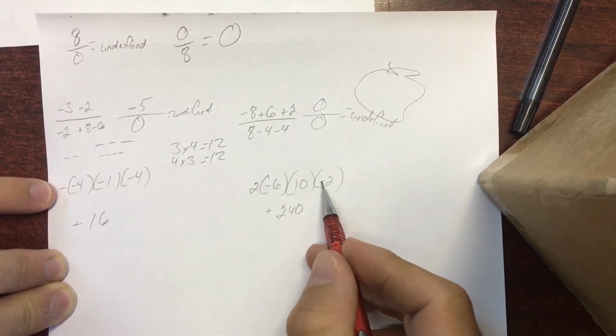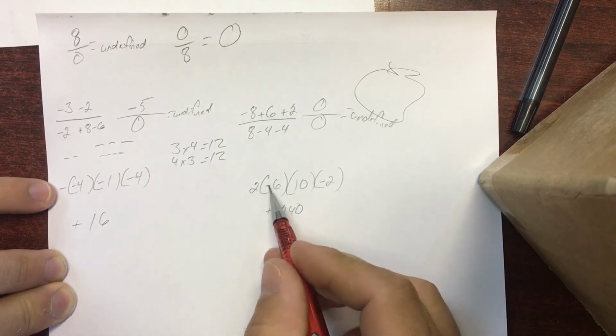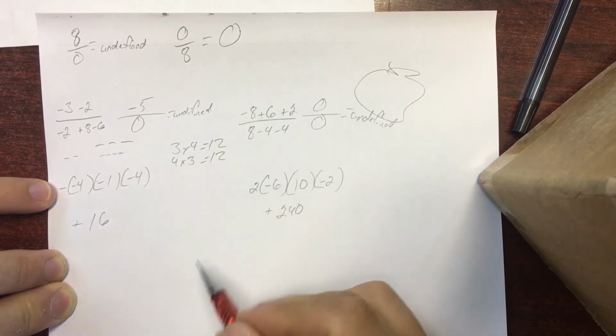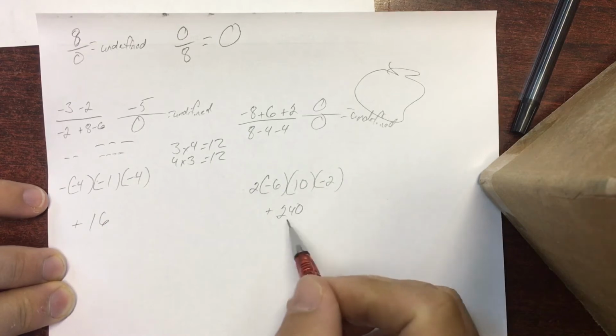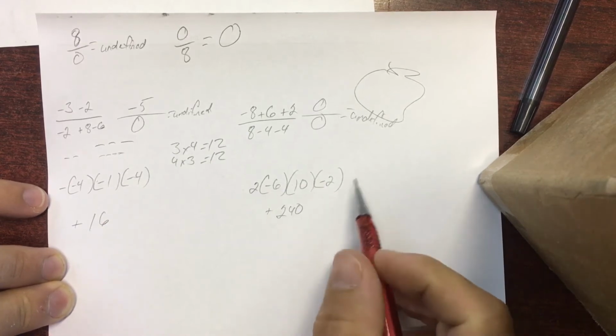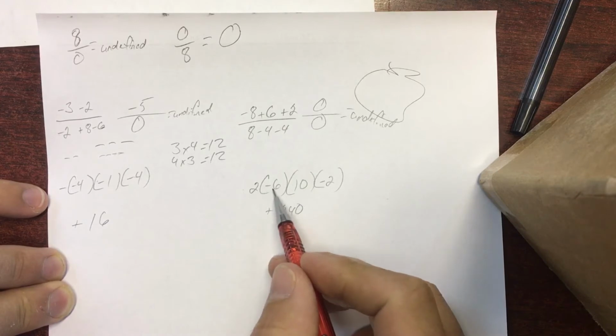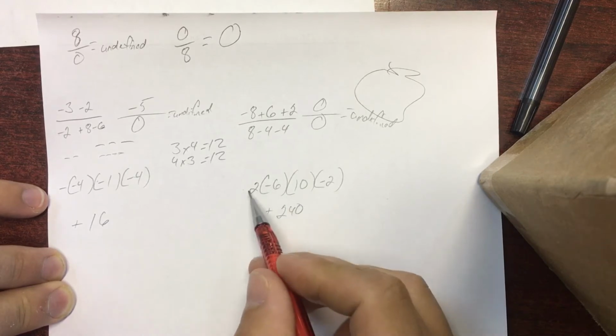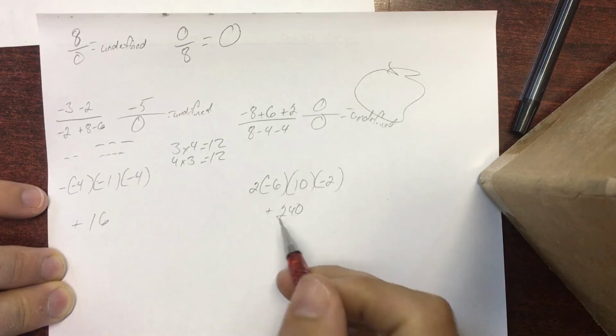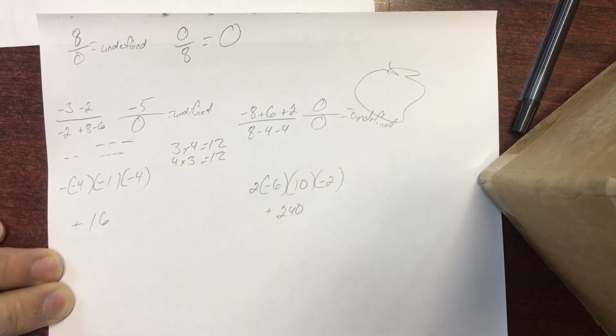You can also think that it's negative, and this keeps it negative, and this negative flips it to positive, and this is positive, so it stays positive. To prove that we could work it either way, we go 2 times 10 is 20, times 6 is 120, times 2 is 240, positive 240.